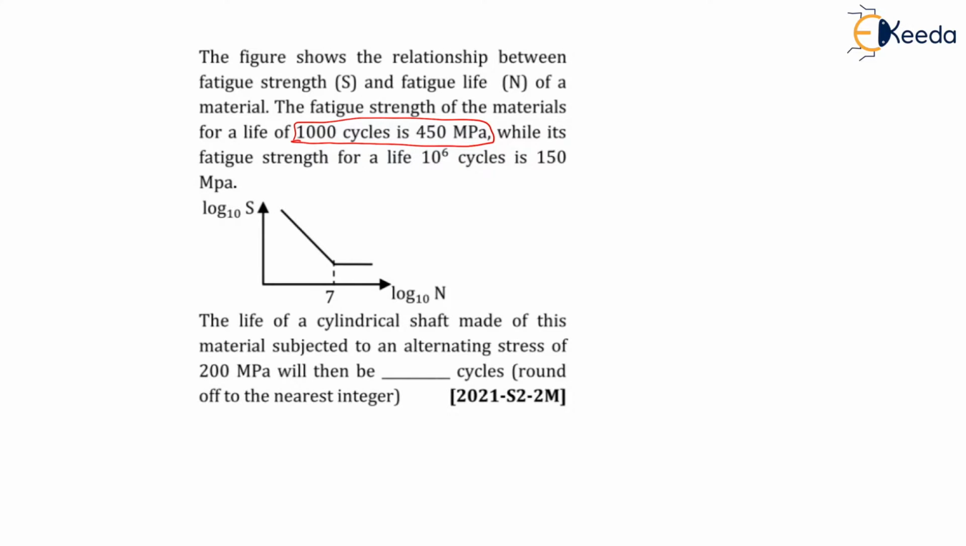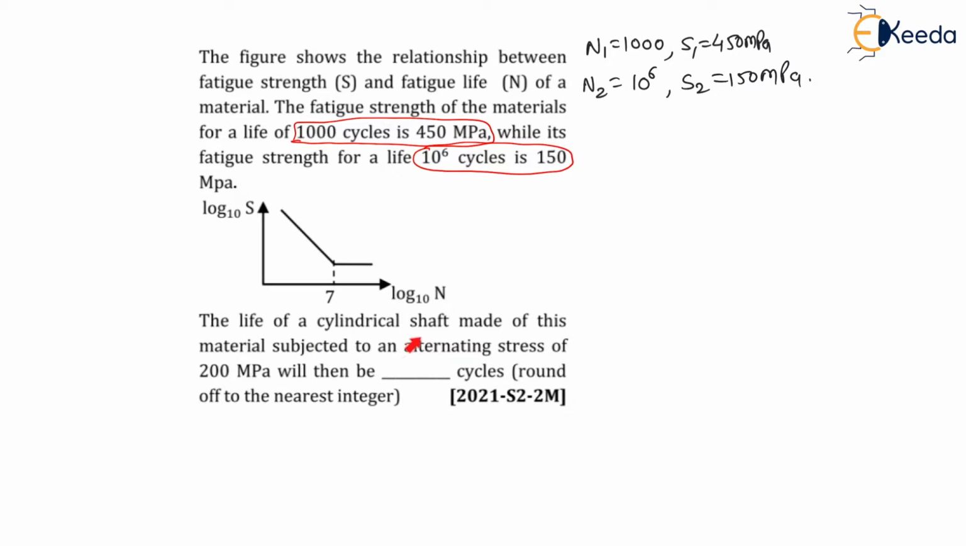So my dear students, whenever N1 is equal to 1000 cycles, then S1 will be equal to 450 MPa. Then its fatigue strength for a life of 10 to the power 6 cycles: when N2 becomes equal to 10 to the power 6 cycles, then S2 becomes equal to 150 MPa. You can see in the given data, for 10 to the power 6 cycles, 150 MPa, right?